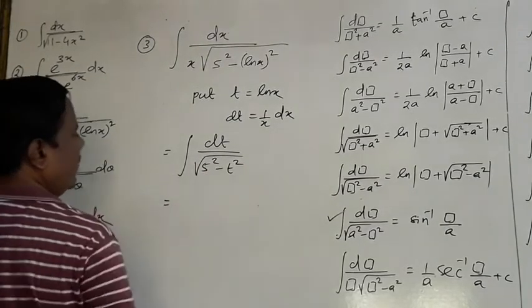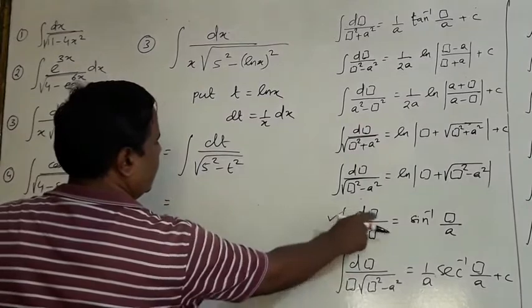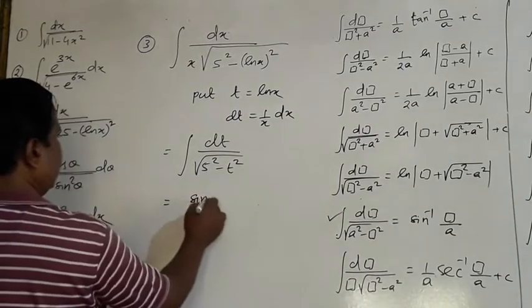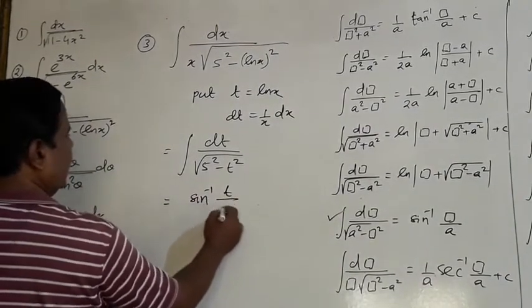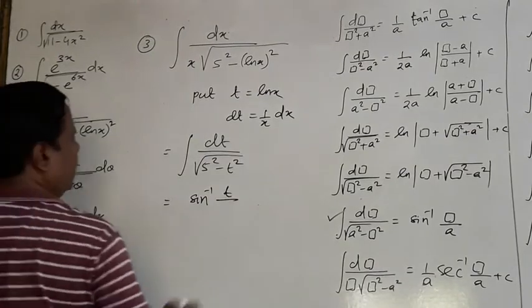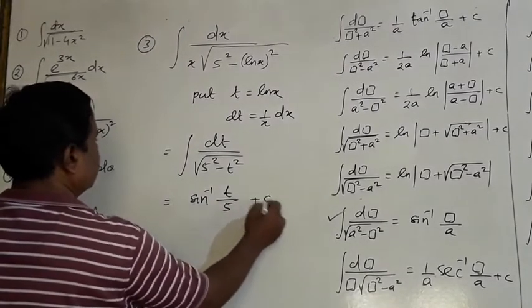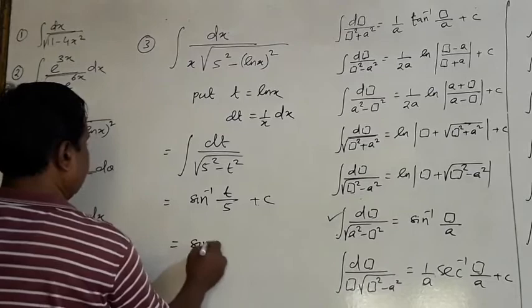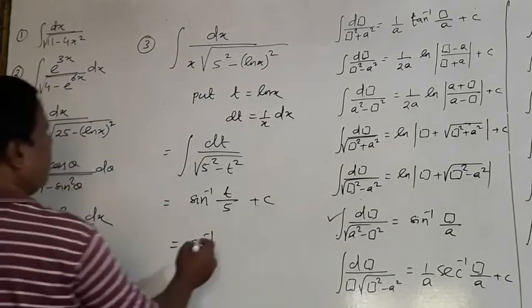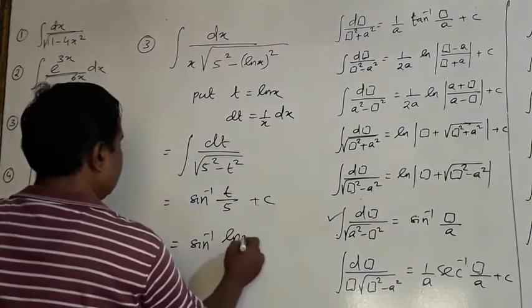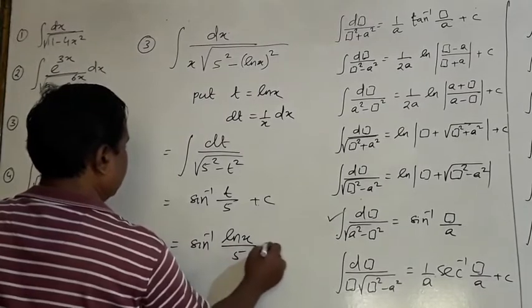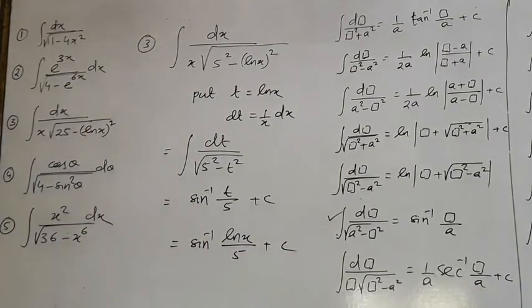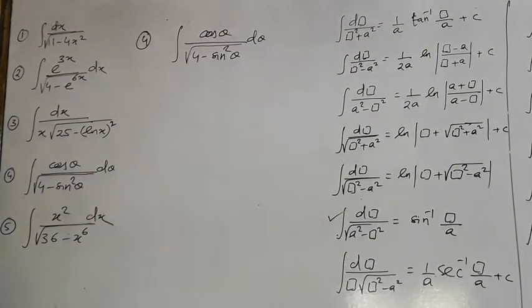Now tell me the formula. 5 square minus t square, dt. It is sine inverse t by a, means t by 5, plus c. It is sine inverse. In place of t you have to put what? ln x by 5 plus c. Okay.